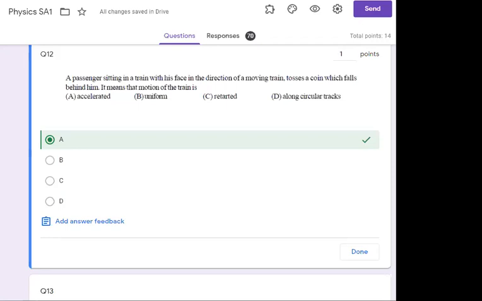Accelerated. Yes, correct. Okay? So 12th is A. Did everyone understand? Right? Because if the passenger is accelerated, the train is accelerated, then the passenger will move more as compared to the coin.